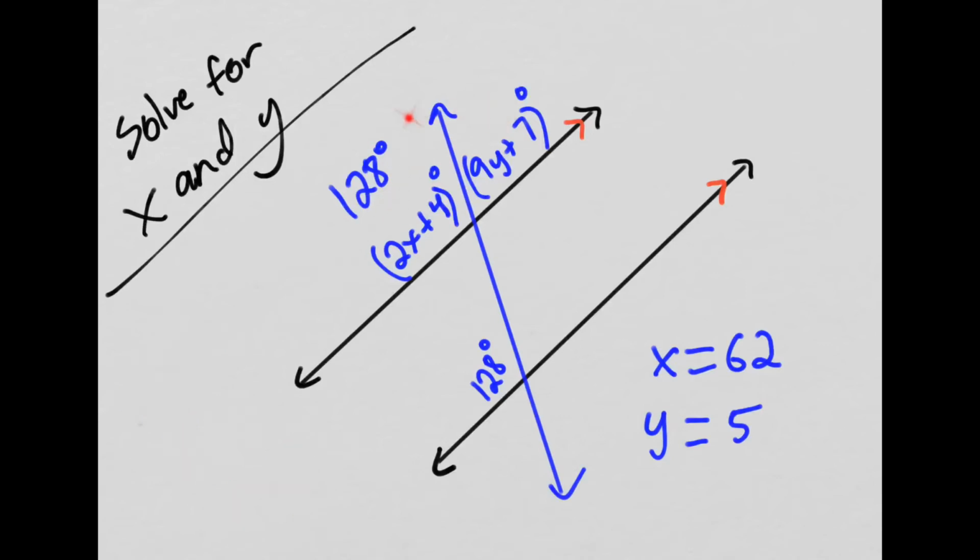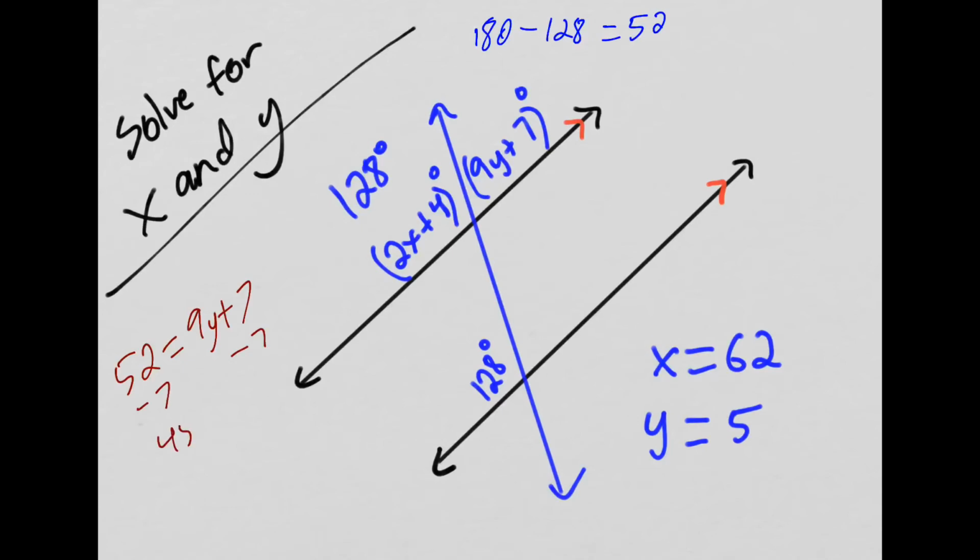I know that these two angles are supplementary, so I can take 180 minus 128, and I know that this angle here is going to be 52 degrees. So I can set this up as 52 is equal to 9y plus 7. If I subtract 7 from both sides, and I divide by 9, y is going to be equal to 5.